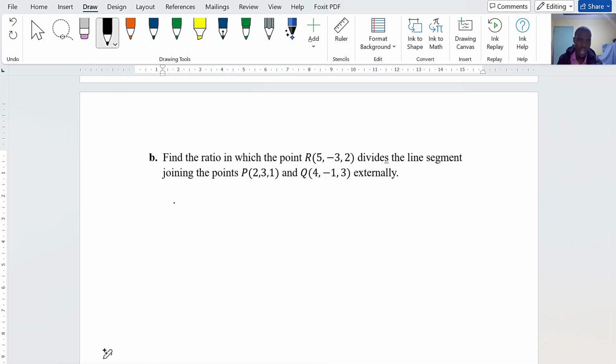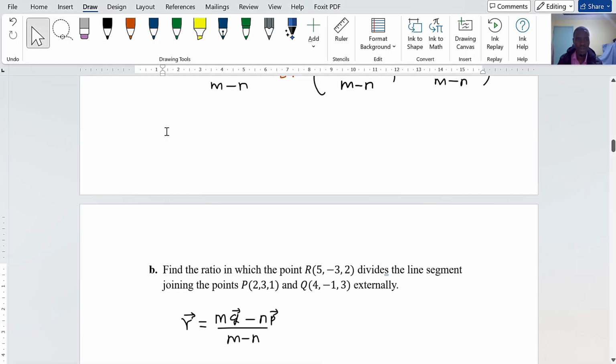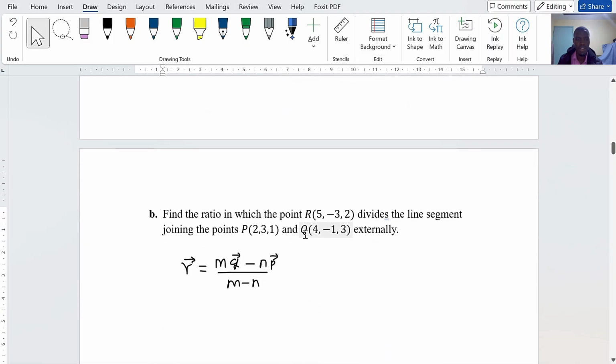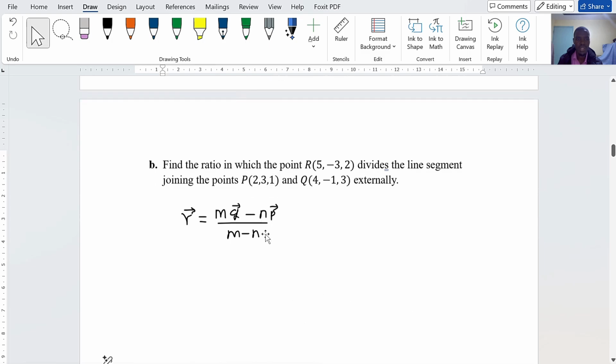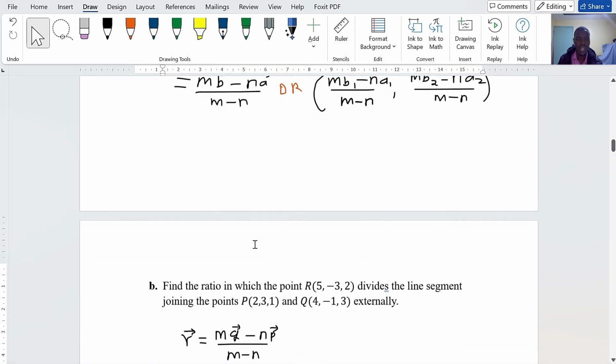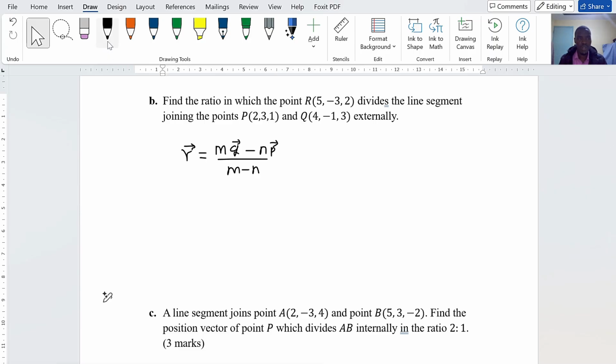So R position vector, so let me write it as a vector. R position vector for external division will be given by m times, because this is PQ, so m Q vector minus n P vector, divided by m minus n. I've just applied what we have derived. Remember, our B is now our Q, that is why mQ. Our A is our P, nP, and then our ratio is m minus n. So we are applying what we learned.